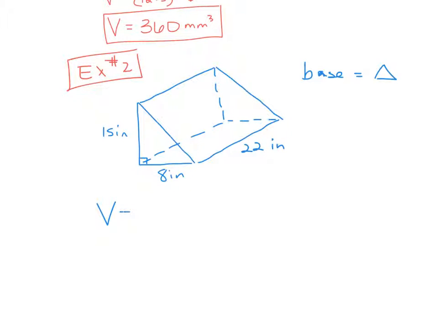So if we're doing, this is a prism, which is using the formula BH, I'm trying to find the area of my base. And we said the base is a triangle. So how do you find the area of that triangle?